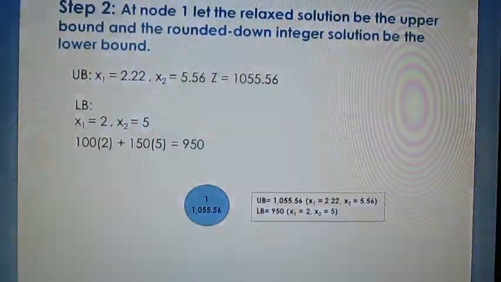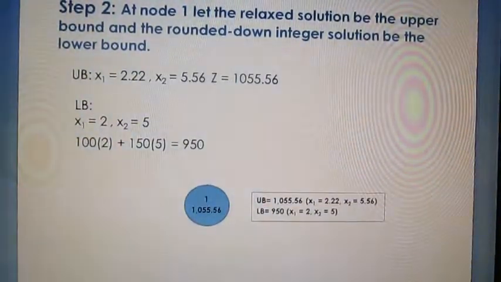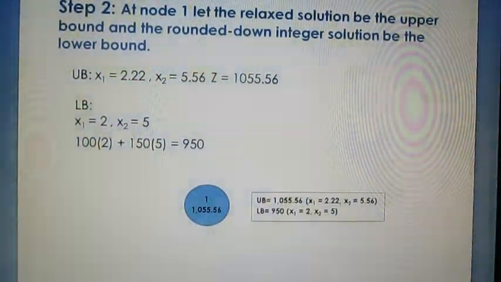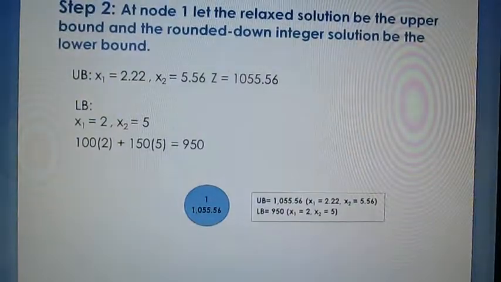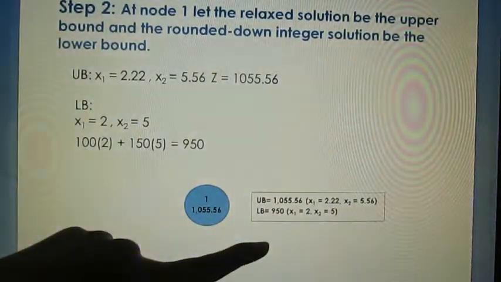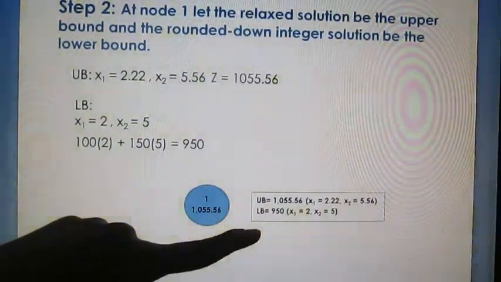So here, for a maximization problem, let's round down 2.22, that will result to 2, and x sub 2, let's round down 5.56, that will result to x sub 2 equals 5. So, substituting it to our objective function, we will get an optimal solution of 950. So, our upper bound will be the 1055.56, which we get from solving the linear programming as relaxed, and the lower bound will be the rounded down integer solution. So here we can see the upper bound is 1055.56 and the lower bound is 950.